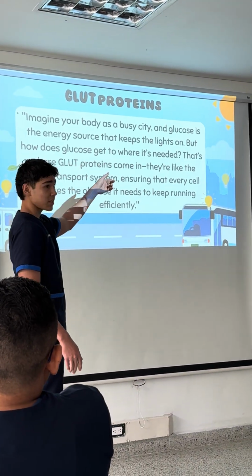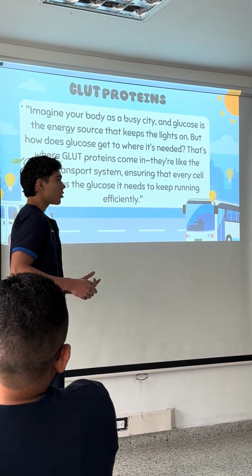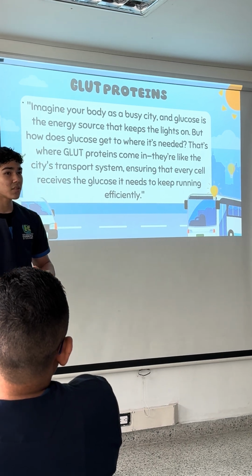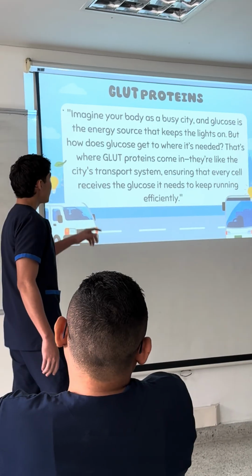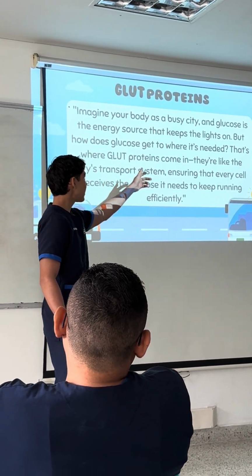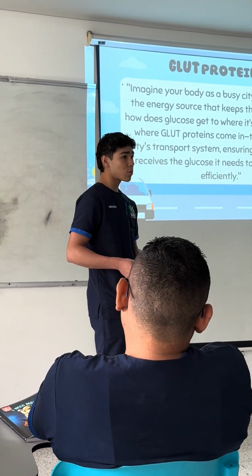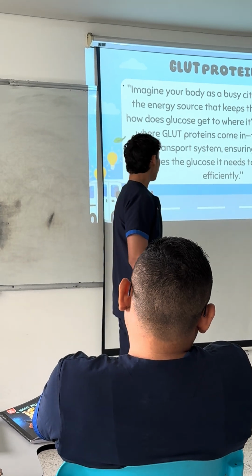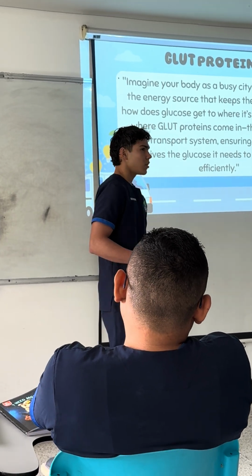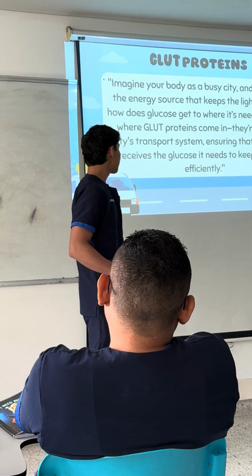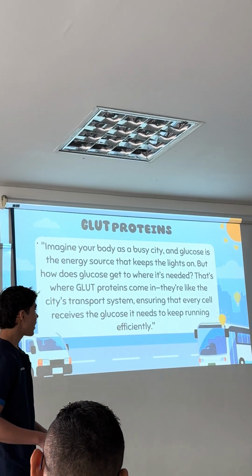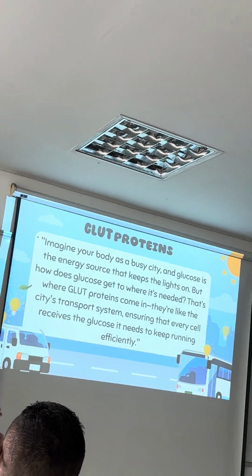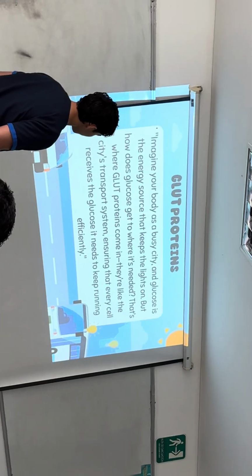Why GLUT proteins exist. To understand what they are, imagine this: your body is a city, and glucose is the energy source that keeps the lights on. But how does glucose know where it's needed? That's where GLUT proteins come in. They're like the city's transport system, ensuring that every cell receives the glucose to keep running efficiently.